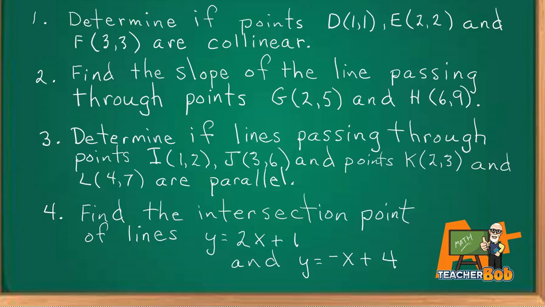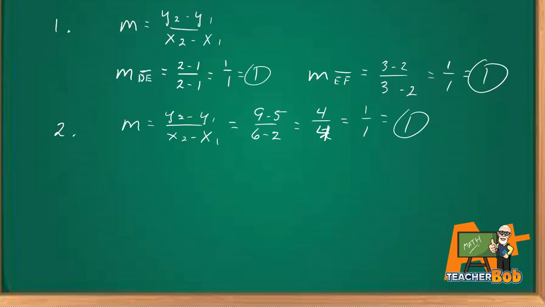Okay, number 3, determine if lines passing through points I, J, and K and L are parallel. Well, if they're parallel, they're going to have the same slope. So that's all we need to do. We just figure out those two lines. If they have the same slope between those two lines, then they could be parallel. Okay, I'm going to leave that, and we're going to go on to 4 because that's nothing new.